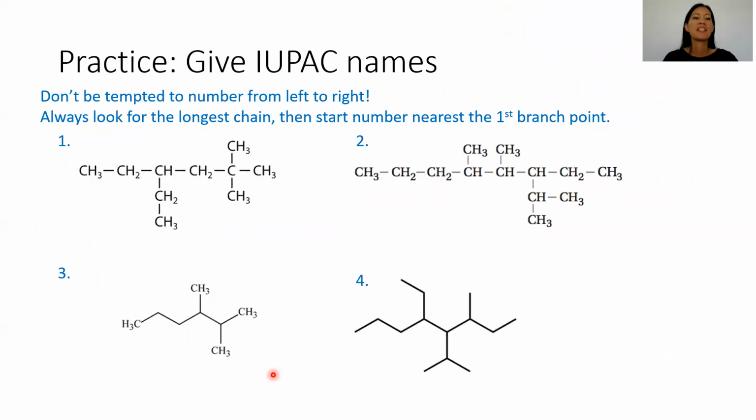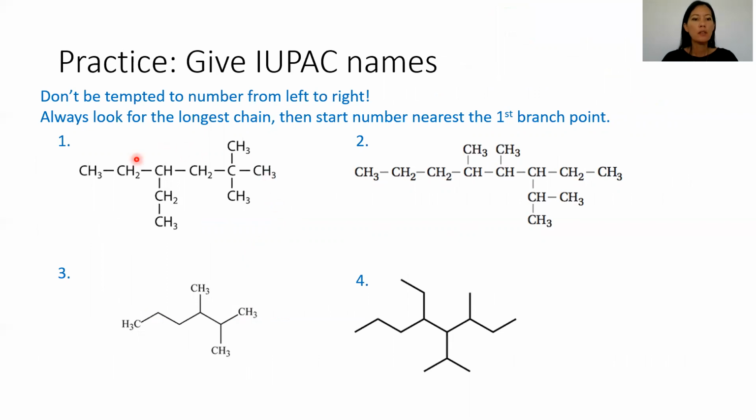We're going to practice. Don't be tempted to number left to right, and always look for the longest chain and start numbering nearest the first branch point. Pause this and practice number 1 first. And I'll go through it and then pause again and do the rest.